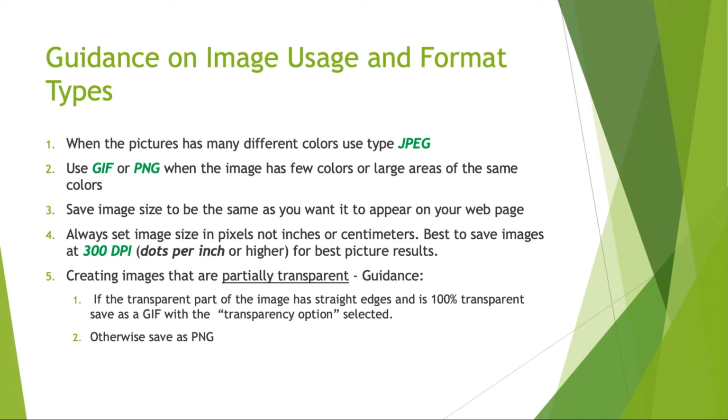It's best to save images at 300 dpi, dots per inch, or higher for best picture results. And creating images that are partially transparent, here's some guidance there. If the transparent part of the image has straight edges and is 100% transparent, save it as a GIF with the transparency option selected. Otherwise, save it as a PNG.